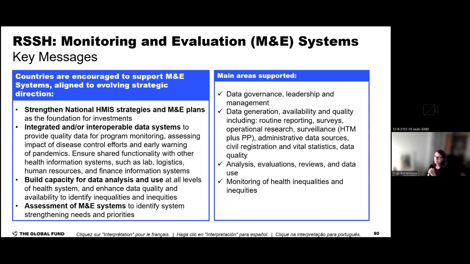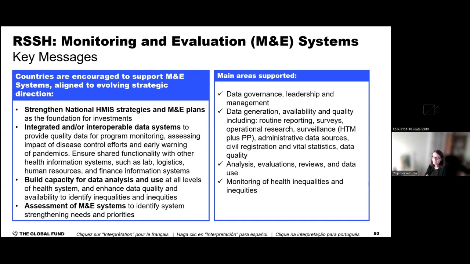Monitoring and evaluation systems are a huge area of investment under RSSH, and we will continue to invest in this area. It's incredibly important to have good data to be able to inform the programs. The 4 main areas, which haven't really changed so much from before, are that we want to strengthen national HMIS strategies and M&E plans, because these are really foundational for the investments. We want to make sure there are more integrated and interoperable data systems to improve data quality.